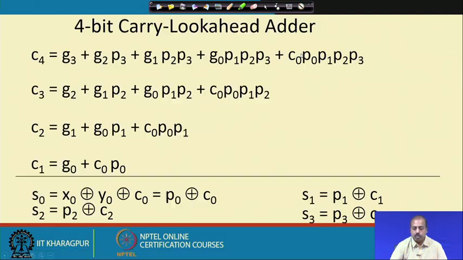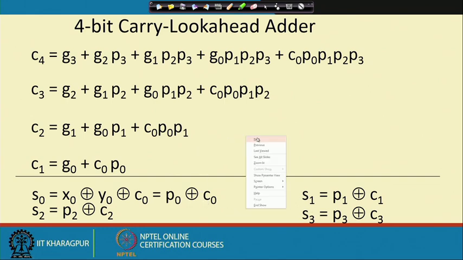Now, if we are looking into a 4 bit carry look ahead adder, C_4 will be equal to something like this. If we expand that expression, then C_3, C_2, C_1, C_0 like this. Now, S_0, the sum 0, is given by x_0 XOR y_0 XOR C_0, which is nothing but P_0 XOR C_0. Similarly, S_2 is P_2 XOR C_2, S_1 is P_1 XOR C_1. So, this way the sum and carries of individual stages can be written.